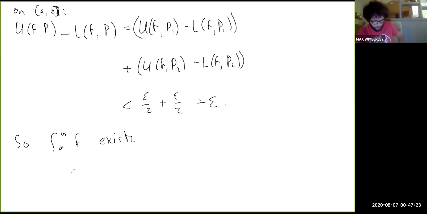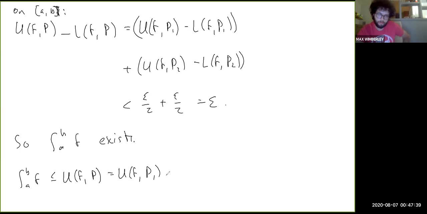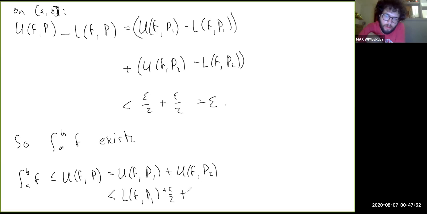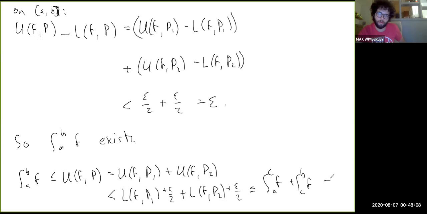And then, as we've seen before, the integral from a to b of f is less than or equal to the upper sum of f on P, which equals the sum of these two upper sums, U(f, P1) plus U(f, P2), which is then less than L(f, P1) plus epsilon over 2 plus L(f, P2) plus epsilon over 2, which is less than or equal to the integral from a to c of f plus the integral from c to b of f plus epsilon. Because this lower sum is less than or equal to the integral from a to c, and this lower sum is less than or equal to the integral from c to b, and then I'm just combining these two epsilon over 2 terms.